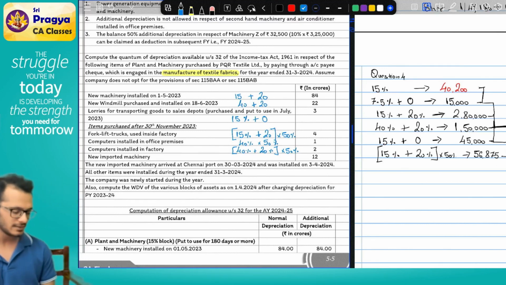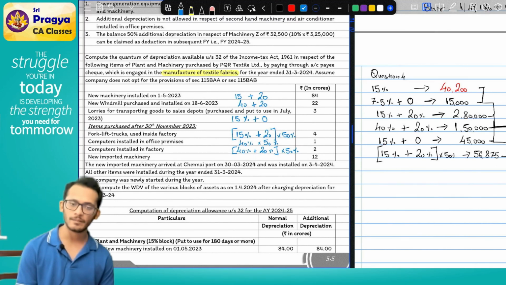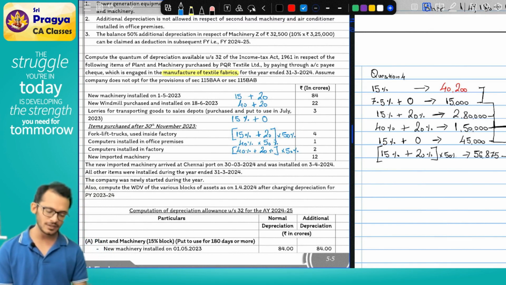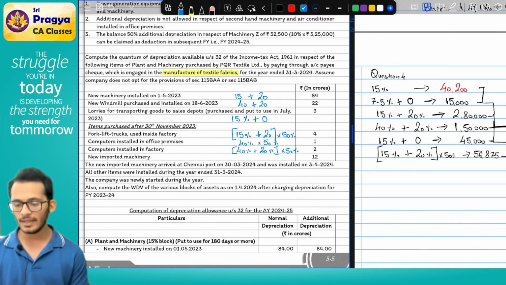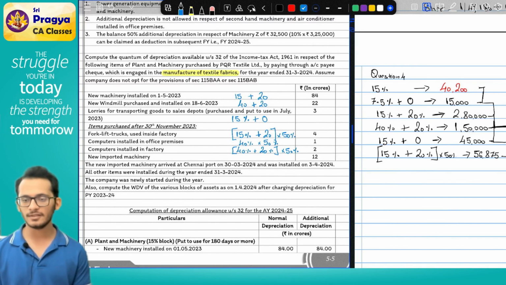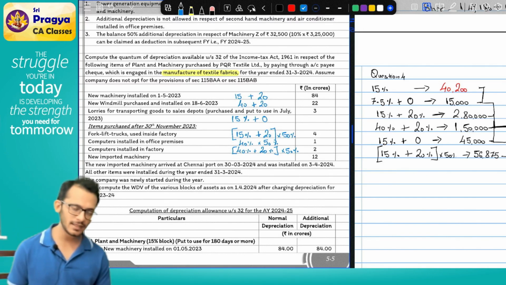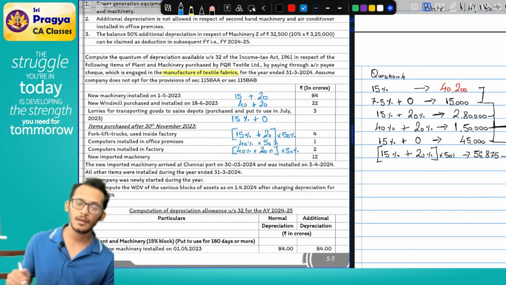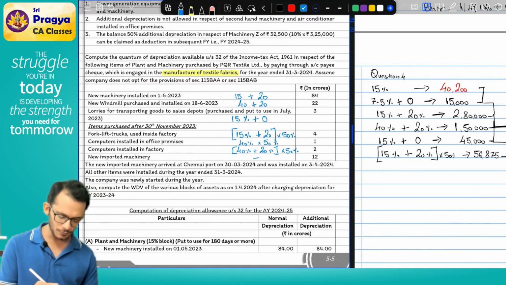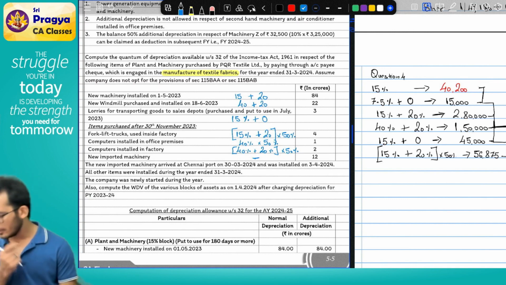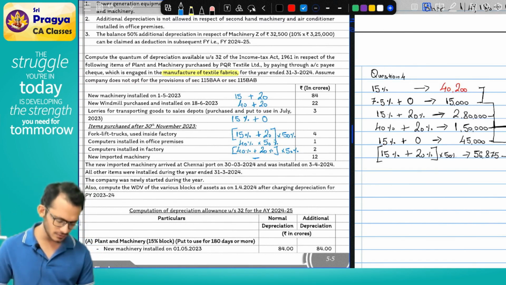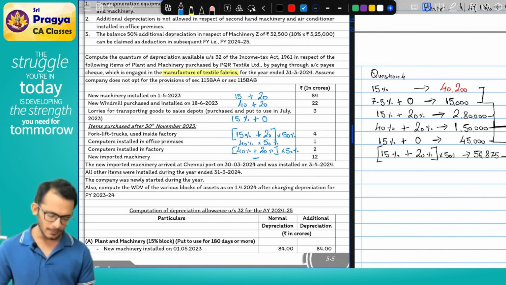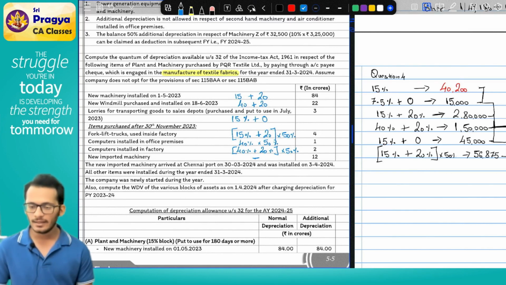Now look at the question. It says the machinery which you imported. You imported the machinery on 30th March, but you installed it on 3rd April. If you installed it on 3rd April, did you get depreciation? You will not get depreciation because it is not put to use. Yes or no? Yes. Question is saying find out the depreciation and find out the WDV of the block after charging depreciation.